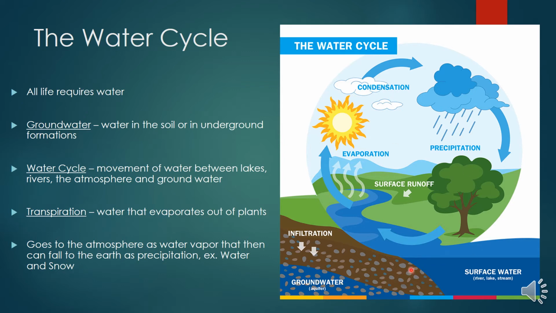The water cycle is shown on the right here, and it's kind of this big circle as water goes from one to the other and back again. All the water that's been on Earth has always been on Earth, and will continue to be on Earth long after we're gone.